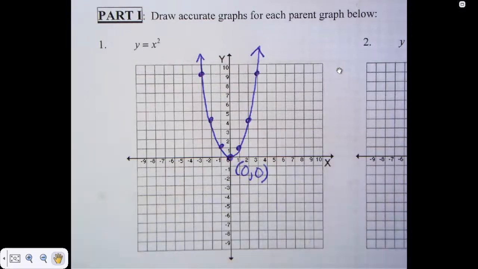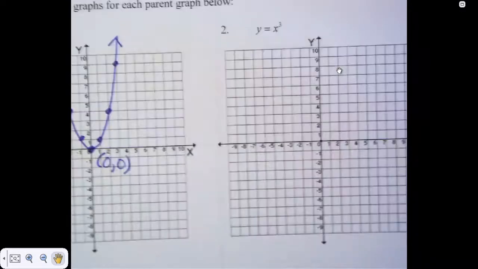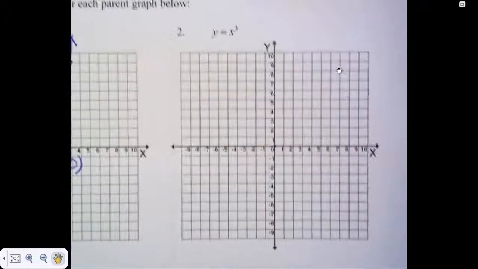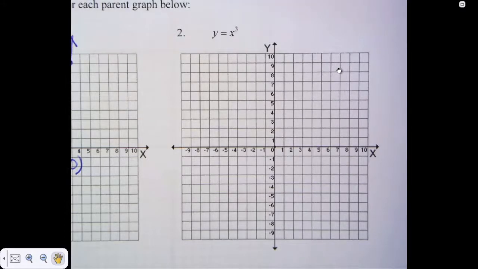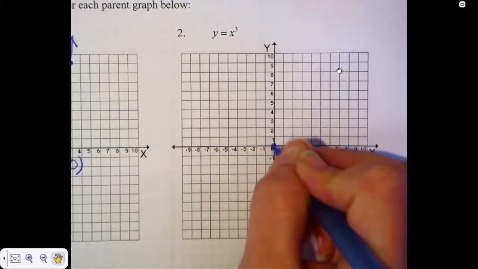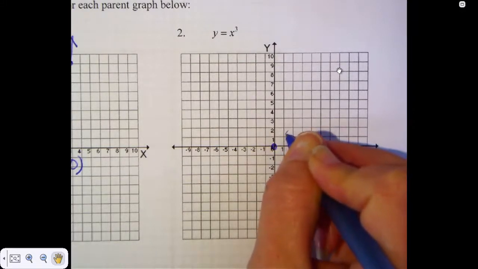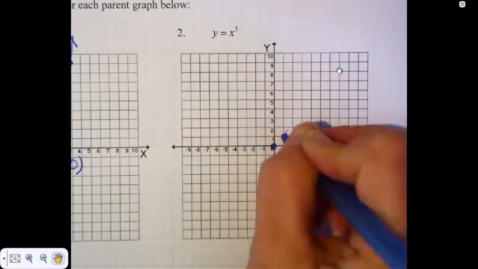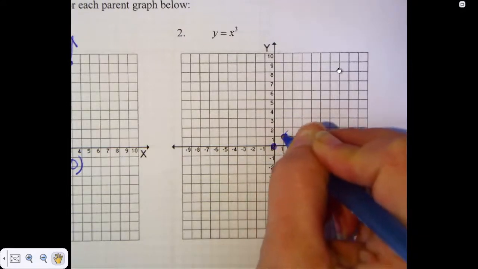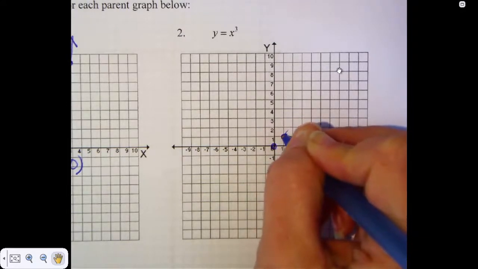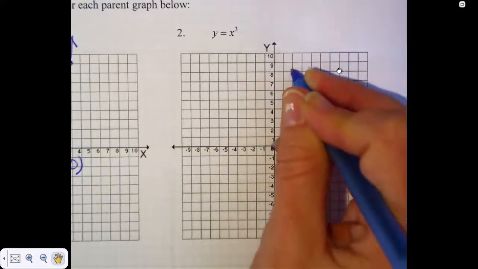Okay, so moving on to y equals x cubed, our second parent. We're going to do the same thing here. We're going to think about good numbers in our head and plot them. So if x is 0, 0 cubed is 0. 1 cubed, 1 times 1 times 1 is 1. And 2 cubed is 8. Remember, it's multiplication. 2 times 2 times 2 is 8, not 6. So you'll plot 2, 8.